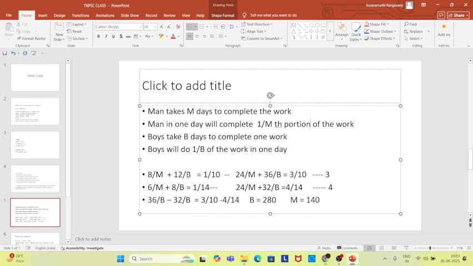Can you solve this? 8 by m plus 12 by b equal to 1 by 10. 6 by m plus 8 by b equal to 1 by 14. I have given the answer, b equal to 280, m equal to 140. Just do it on your own on a piece of paper and find out whether you are getting b equal to 280 and m equal to 140.